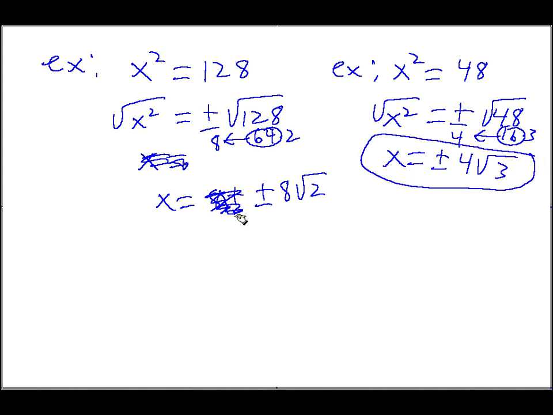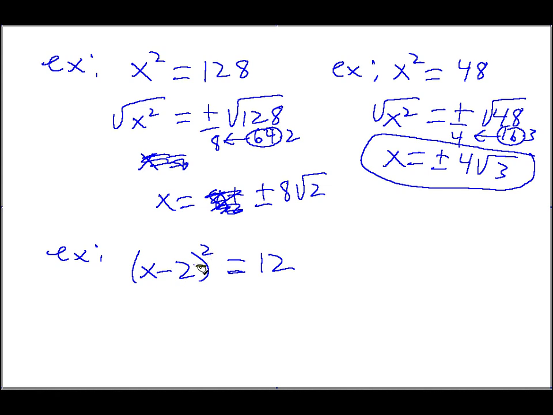Okay, so that's our solution here. All right, let's extend this concept just a little bit. Let's try this one. Let's look at the quantity x minus 2 quantity squared equal to, let's make it equal to 12, for example.